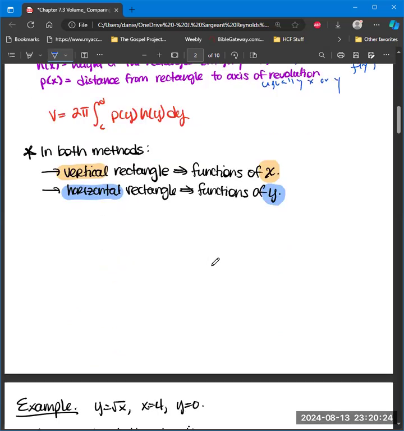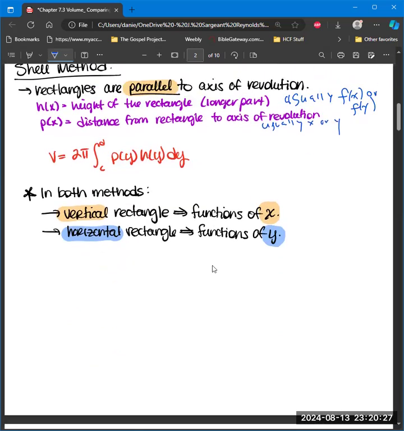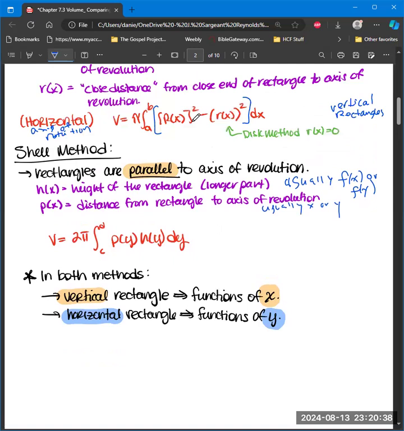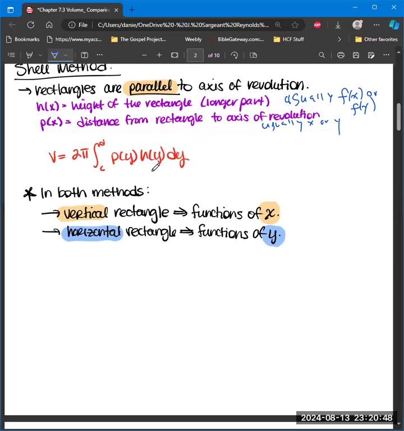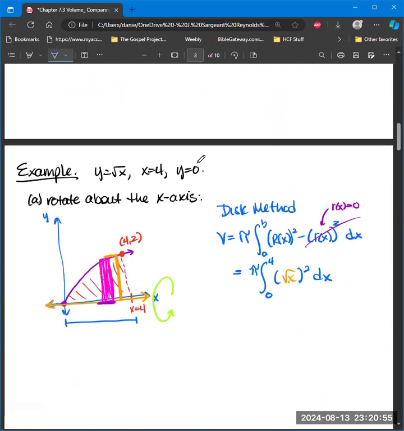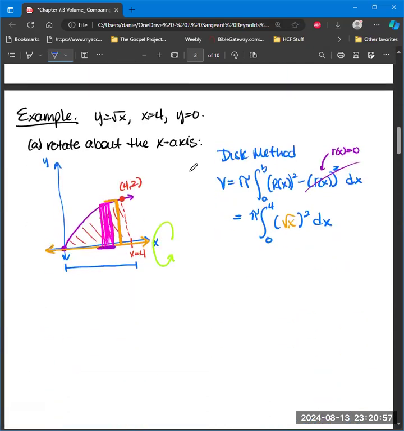So in both methods, vertical rectangles are going to be functions of x, horizontal rectangles are going to be functions of y, and that's going to determine whether you're going to have r of x or r of y, with a dx if it's r of x and dy if it's r of y. You might have a p of x, h of x, and dx, or you might have a p of y, h of y, and dy. Let's look at some examples here.